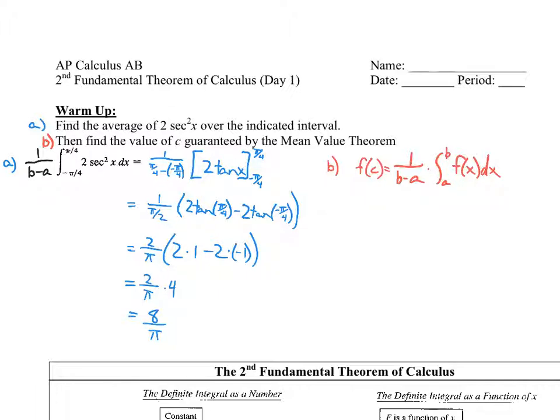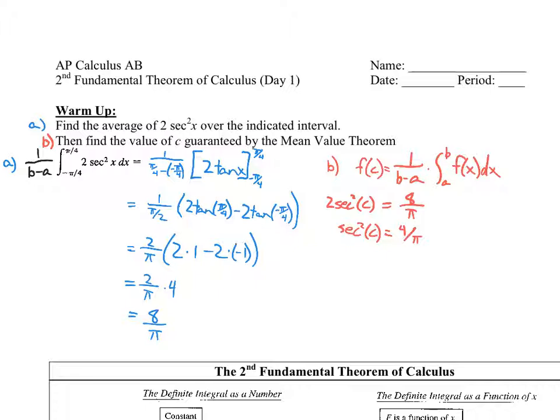Okay, so we already figured out what that whole integral on the right equals. It equals 8 over pi. What is f of c? Well, my function is 2 secant squared x. So this is 2 secant squared of c, and we've got to solve for c. Okay? So that means secant squared of c is going to be 4 over pi.